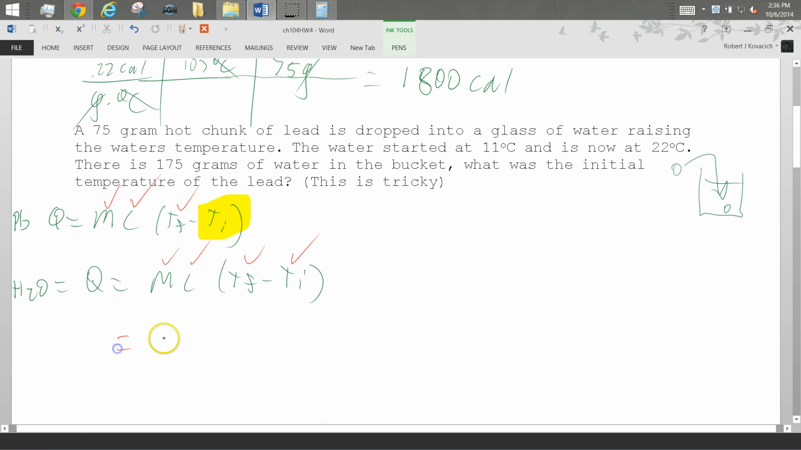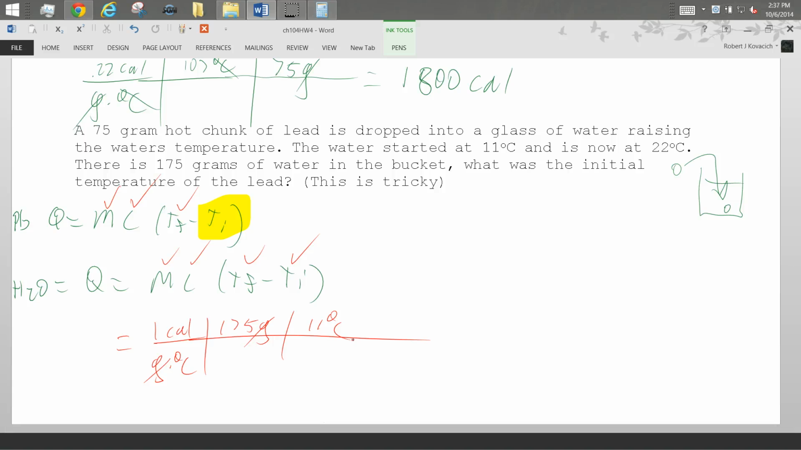So let's go ahead and do that. I've got 1 calorie per gram degree C, because I want calories in the numerator. Then I'm going to throw 175 grams in the numerator, so my grams cancel. And then I'm going to put 11 degrees Celsius here because my 22 final minus my 11 initial gives me 11 change. And so then my degrees Celsius cancel. And is it 1925? Yeah. Great.